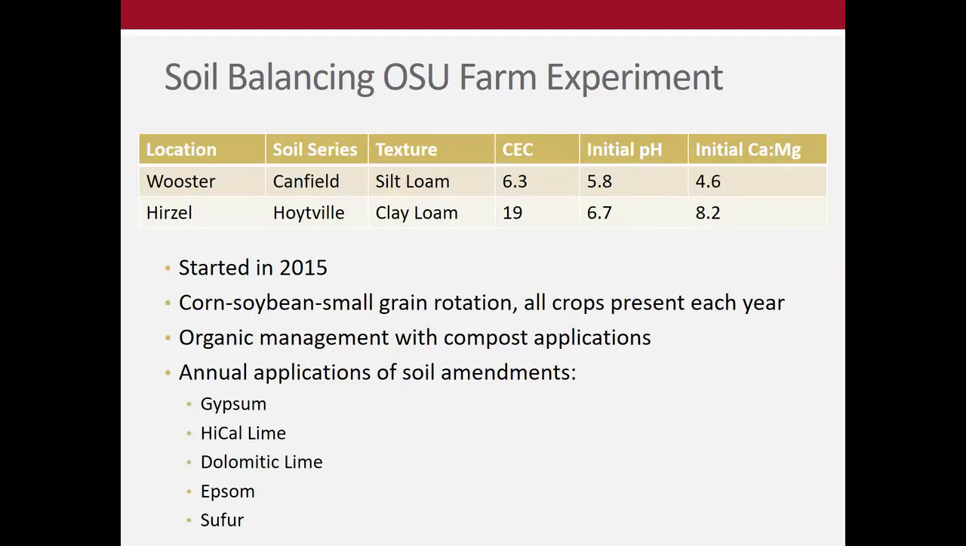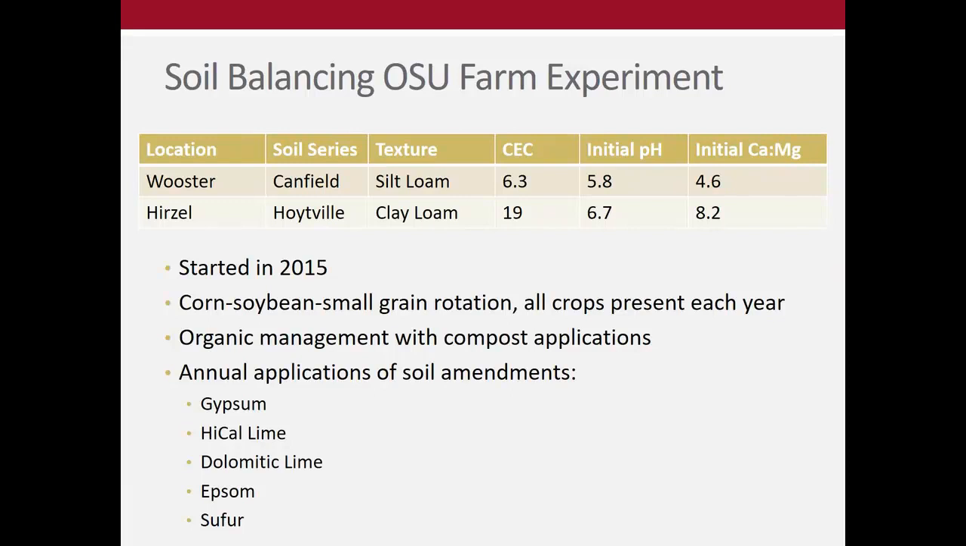So we started this experiment in 2015. We've been through 4 growing seasons up to this point, and we have one more in the works for next year. But I'm just going to share data up until last year. At each of these sites, we have a 3-year crop rotation: corn, soybeans, small grain. And I do want to point out that both of these sites are organically managed. This means that there's compost supplied for fertility. Also, the tillage regime is representative of an organic system, so relatively high disturbance.